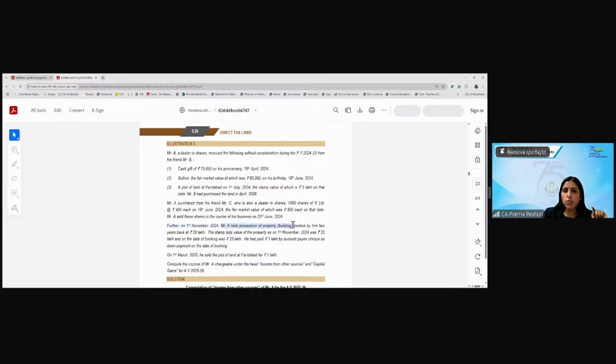Further, as on 1st February 24, Mr. A took the possession of the property booked by him 2 years back at 20 lakh. Stamp duty value of the property was 32 lakhs on the 1st November. And on the date of booking, it was 23 lakh. He had paid 1 lakh by an account payee cheque as down payment on the date of booking. On 1st March, he sold the plot of land at Faridabad for 7 lakh. So what will be the tax treatment here?